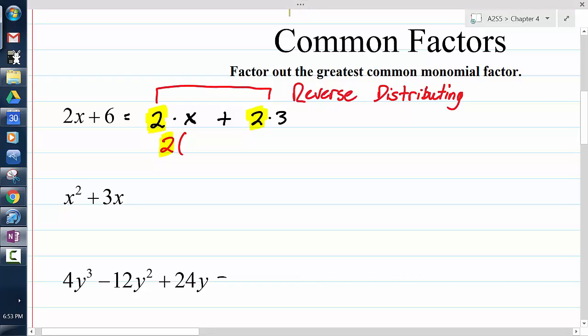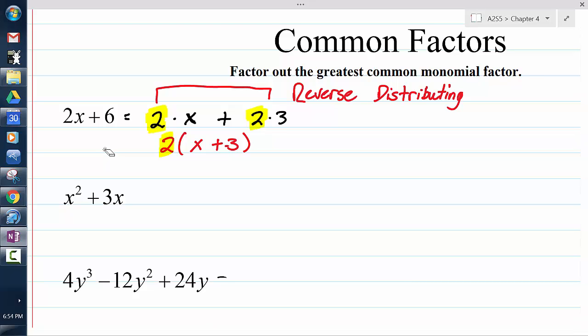And what we're left with is an x inside of our parentheses plus 3. The reason why that works is if I distribute that 2 back in, I'll be left with 2x plus 6, which is what I started out with originally. What you see now in red is the completely factored version.